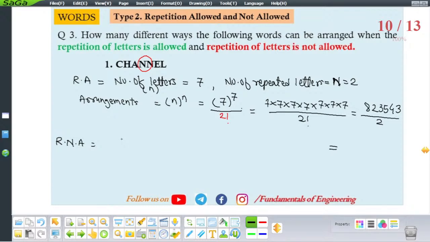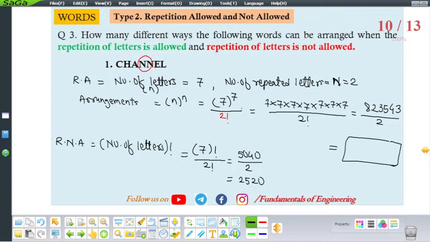You have to give the answer in the comment. You have to divide this value, that is 8,23,543, by 2, and put that answer in the comment box. And this is for the case where repetition of letters is not allowed. Based on that we are getting the answer.